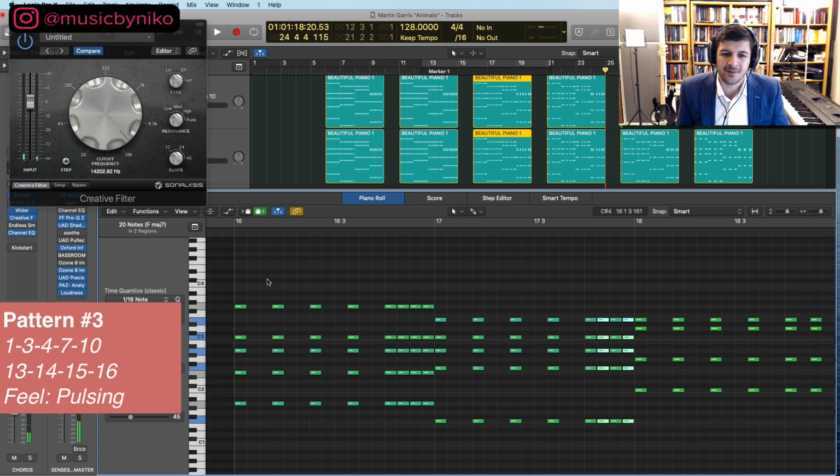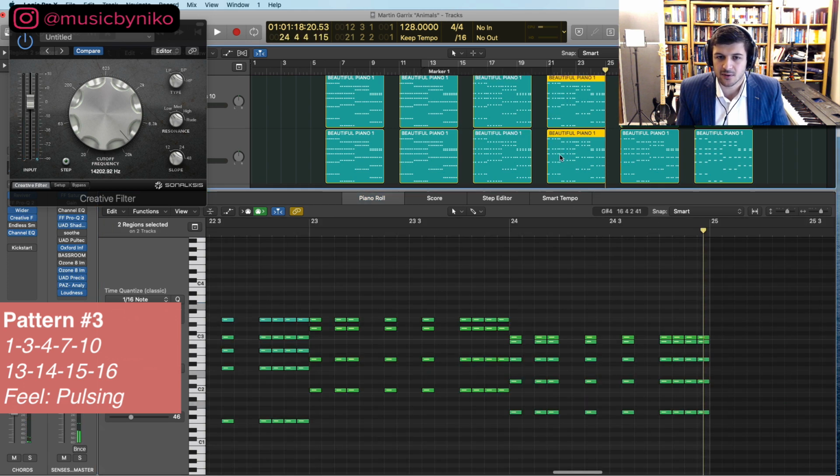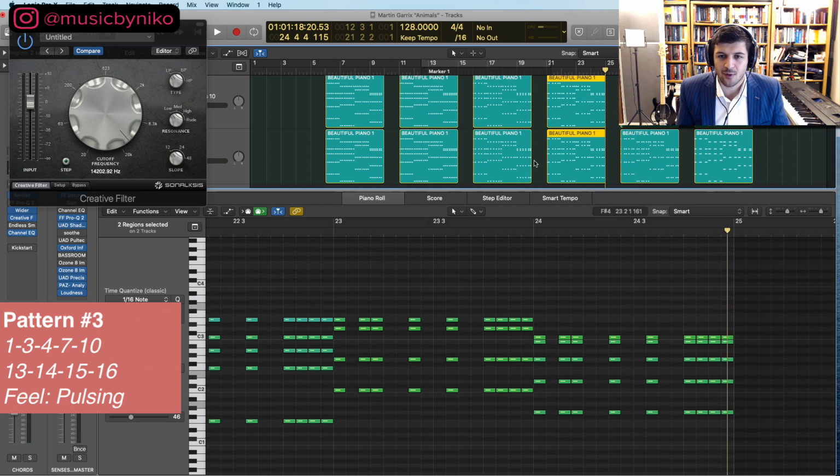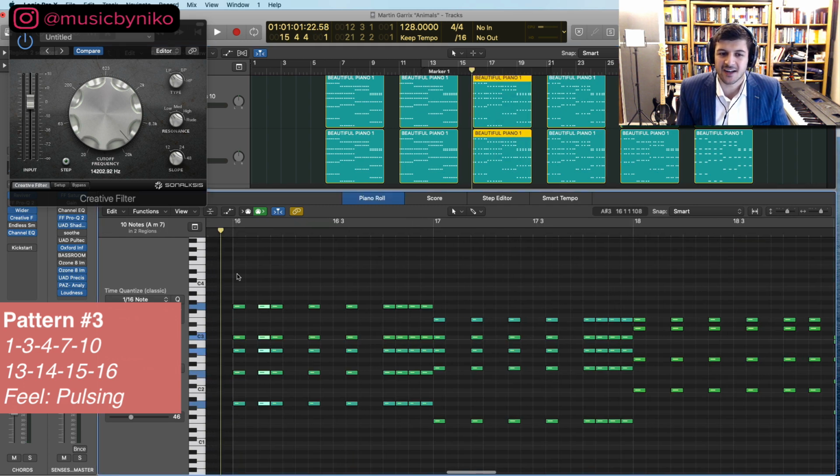And then I decided, what if I double here and add another note? So I did that here, and let me see real quick, what else did I do? Yeah, it was just that one. So now the chord progression sounds like this.